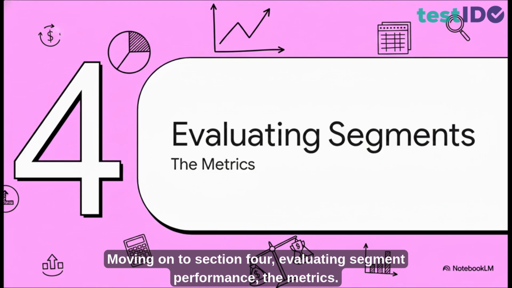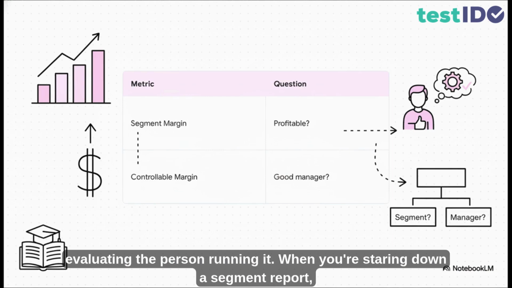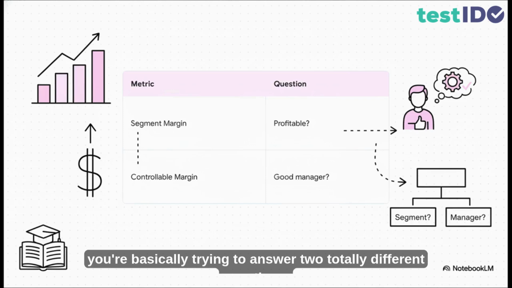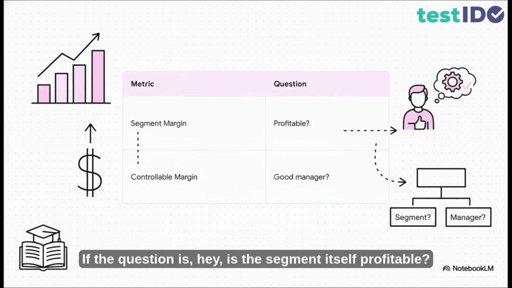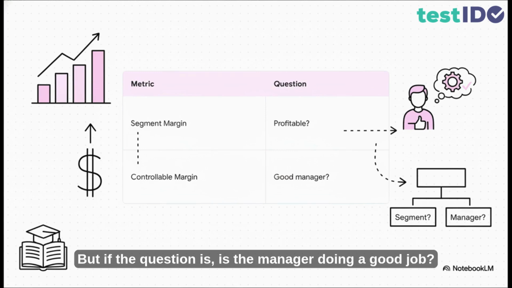Evaluating segment performance, the metrics. You see, there's a huge difference between evaluating a segment itself versus evaluating the person running it. When you're staring down a segment report, you're basically trying to answer two totally different questions. If the question is, hey, is the segment itself profitable? You're going to look at the segment margin. But if the question is, is the manager doing a good job? Then you pull the controllable margin. As a CMA candidate, you have to know exactly which metric to grab based on what the exam question is actually asking you to evaluate.